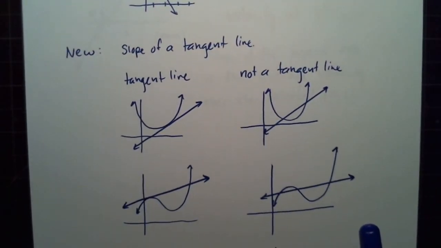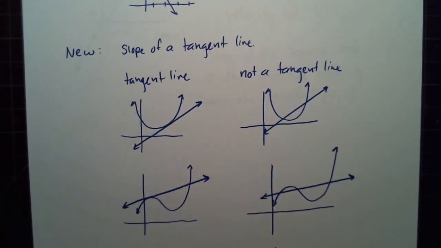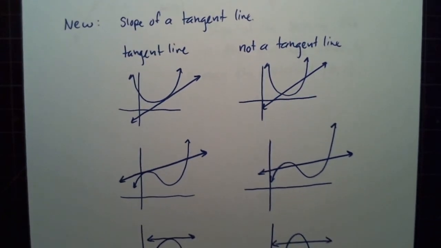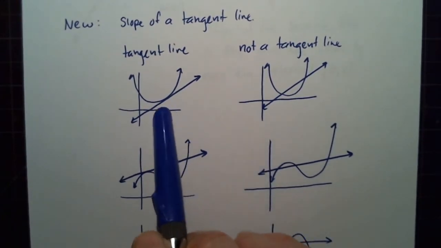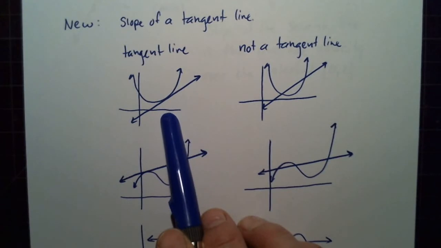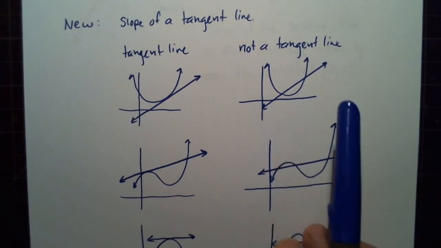If we wanted to find the slope of this curved line, we just have to choose a point and then find the slope of the tangent line at that point. So let's think about what a tangent line is, or learn what a tangent line is. Here's a tangent line, and this is not a tangent line. So based on this example and this non-example, you come up with a description of what a tangent line is.